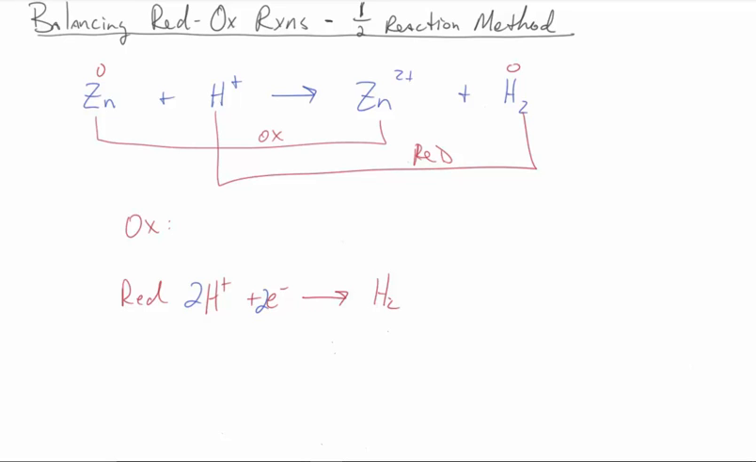And now let me go up and actually do my oxidation. And then 2 electrons there, right? Because the difference in my oxidation numbers was 2 there, I knew that was 2 electrons.